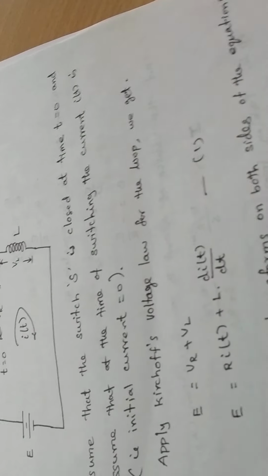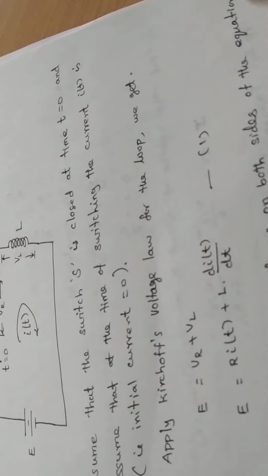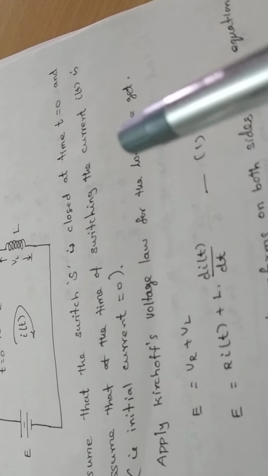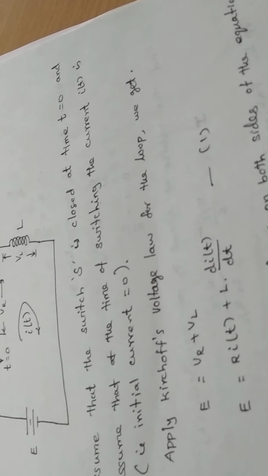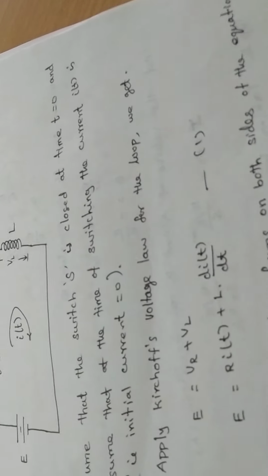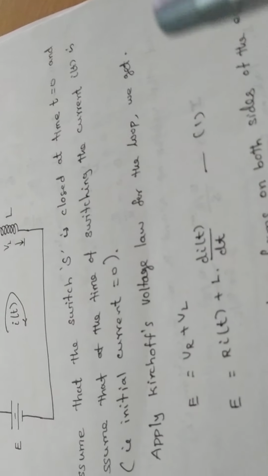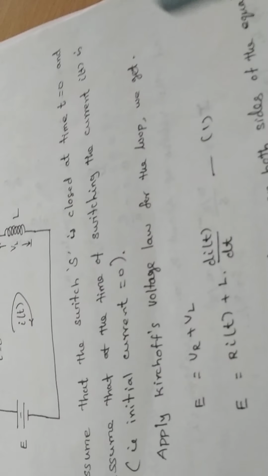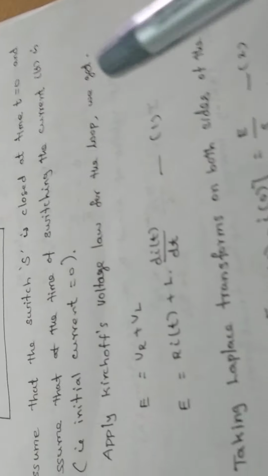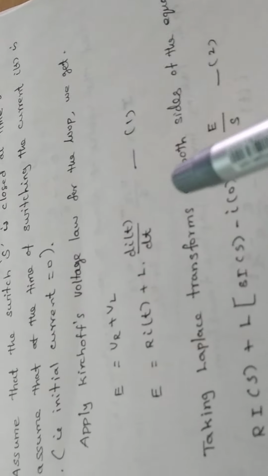E is the source, and the drop VR is equal to the transient current passing through R. So E is equal to R times i(t) plus VL, where VL is equal to L times di(t) by dt. That is equation 1.